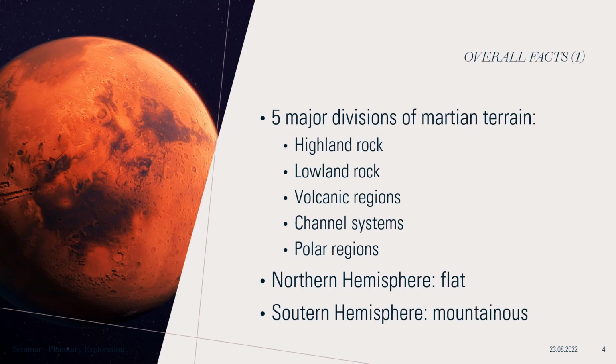The next topic is the overall facts about Mars. You can divide the Martian terrain into 5 major divisions: the highland rock, the lowland rock, the volcanic regions, the channel systems, and the polar regions. The northern hemisphere of Mars is very flat, and the southern hemisphere is mountainous, which you can also see in the next slide.